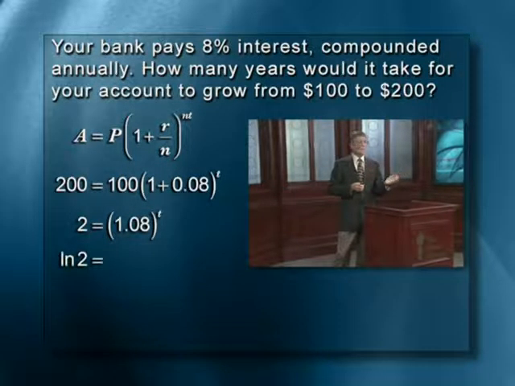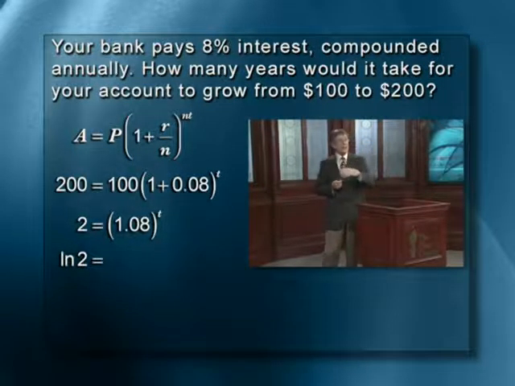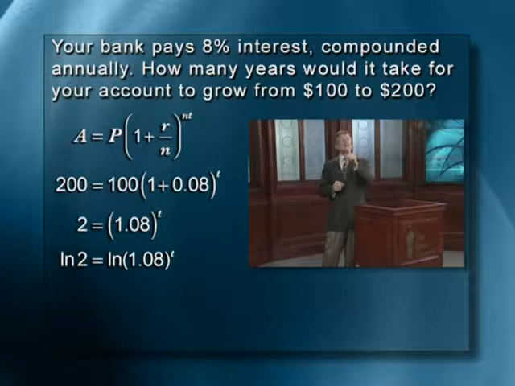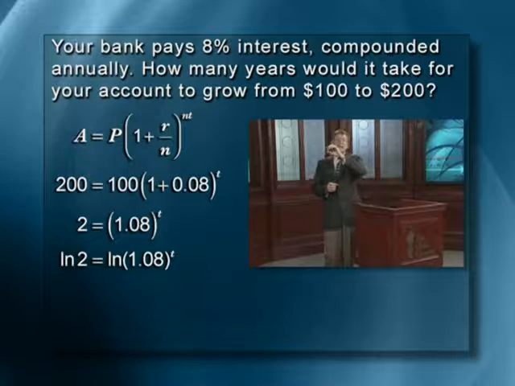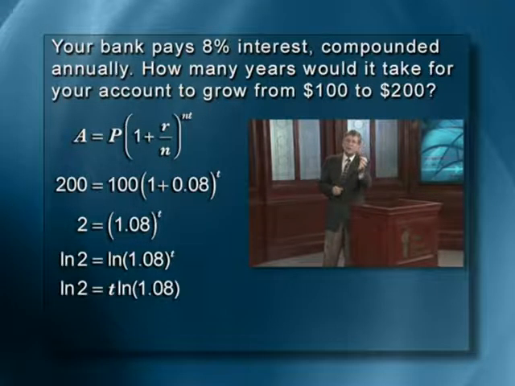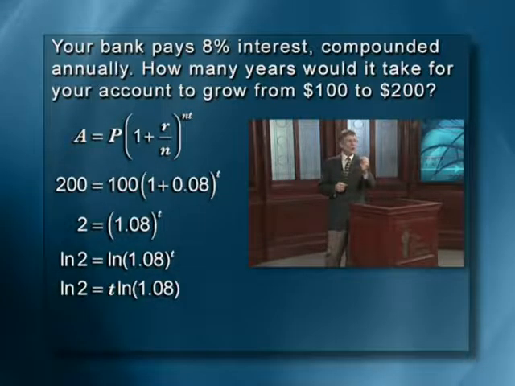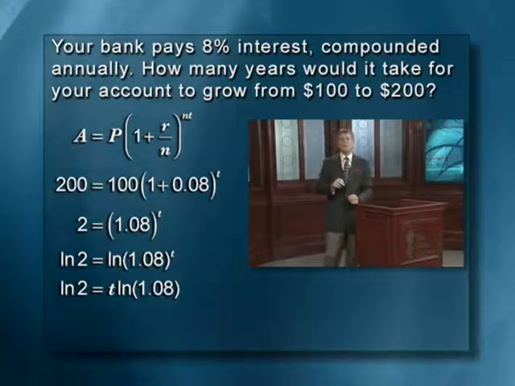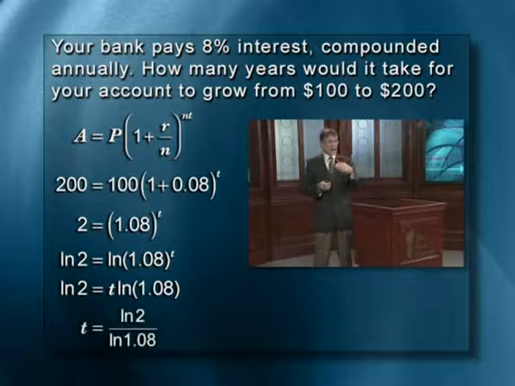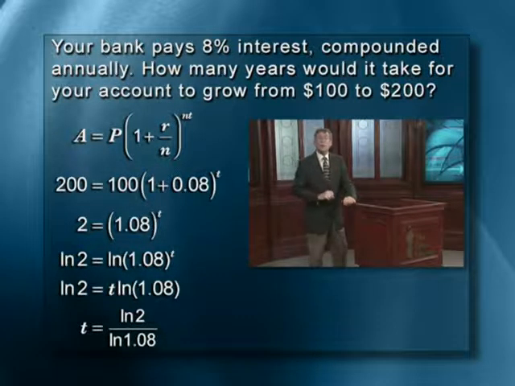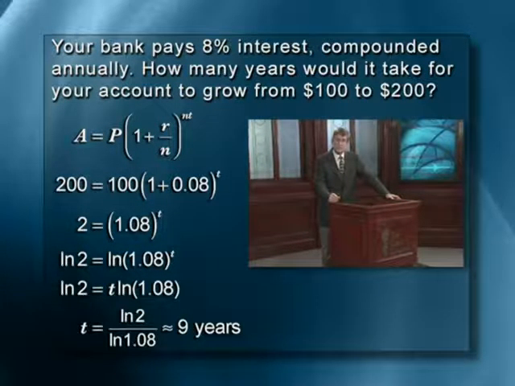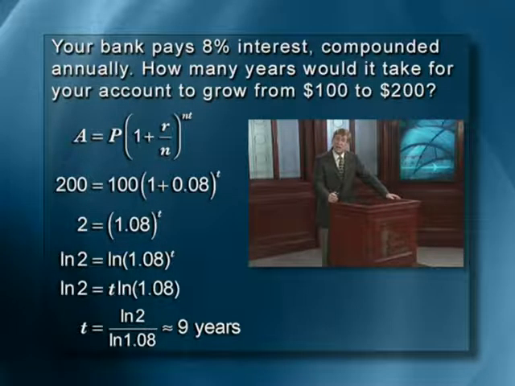So the left-hand side is the natural logarithm of 2, and the right-hand side is the logarithm of 1.08 to the T power. And now use that property that the T can be moved into the front of the logarithm. And we have log 2 equals T times the logarithm of 1.08. Divide, and you have T equals log 2 over log of 1.08, which is about 9 years. So it took about 9 years to double your money at 8% interest.